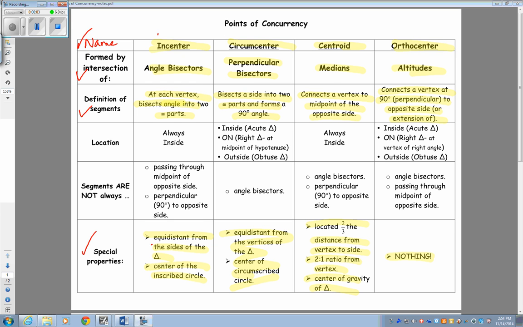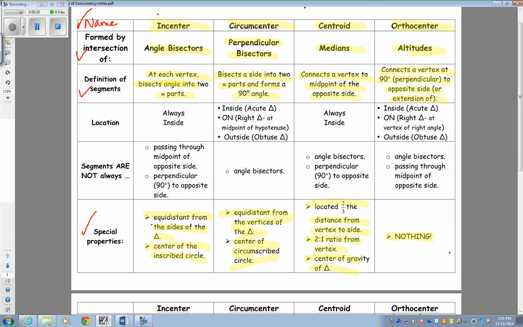This table has everything you need to know and memorize for each point of concurrency. I need you to highlight the key information: the name, how it's formed by definition, and the special properties. These are the things you need to start memorizing. You need to start studying. You might want to make a flashcard for each one because you have to know it by heart.